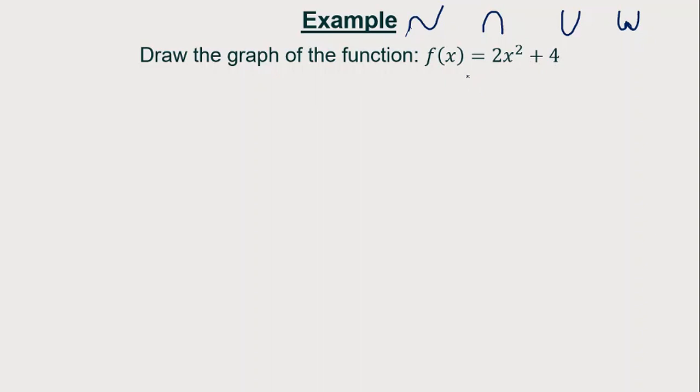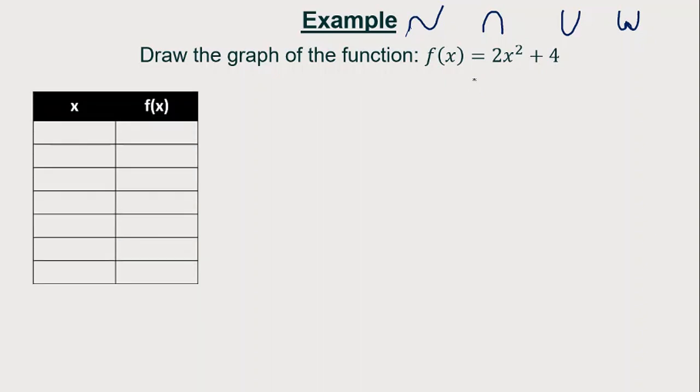So how do I draw it? The best approach, I think, is just to draw yourself a table and then start plugging in any inputs whatsoever, whatever inputs you want, and then finding out what the output is. So my general recommendation is to check the lowest inputs possible. So what you could check is 0, you can check 1, -1, you can check 2, -2, maybe even 3 and -3 if you want.